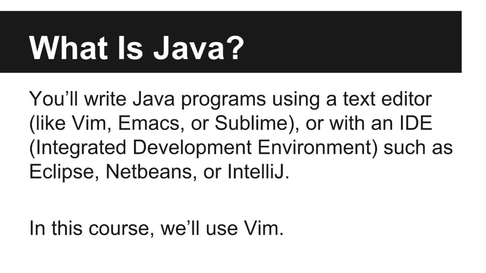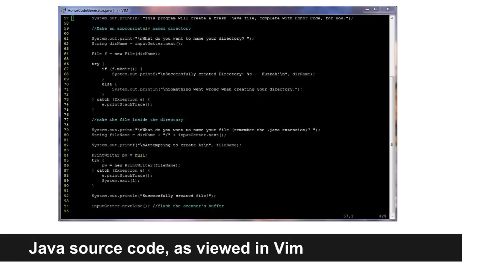When we write Java programs, we typically use a text editor. In this course we'll use Vim, but there are also things like Emacs or Sublime Text or Notepad++, or with more complicated projects you use an integrated development environment like Eclipse, NetBeans, or IntelliJ. You can use Eclipse in this course, but for my purposes I'm going to assume that you'll use Vim, which looks just like Notepad. And this is what this looks like.